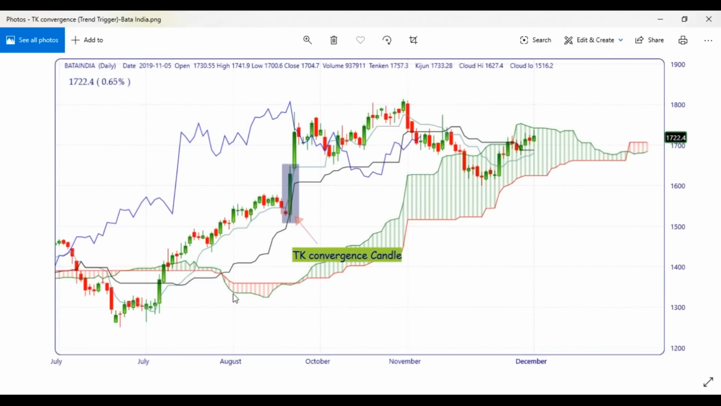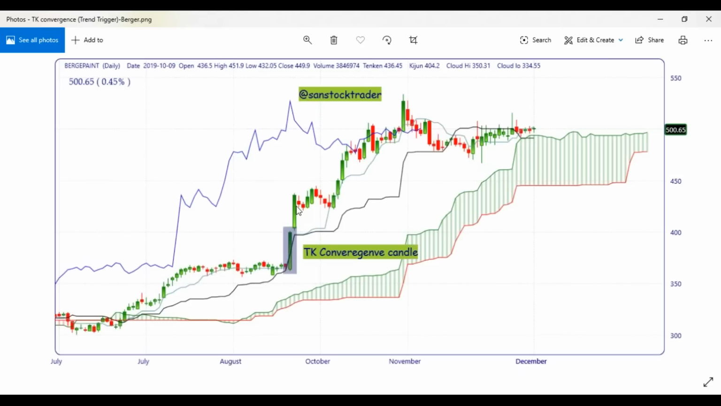Once again, Bata India. Price is above the cloud, trend is bullish. This candle touches, and closes touching, both the Tenkan-sen and Kijun-sen. So above this candle high was a long entry that worked out very well. Then this candle also touched the Tenkan-sen and Kijun-sen, but this was a short entry, and we know we are already above the cloud, so we will avoid all short entries above the cloud.